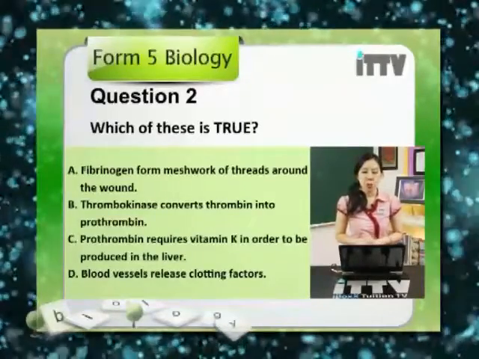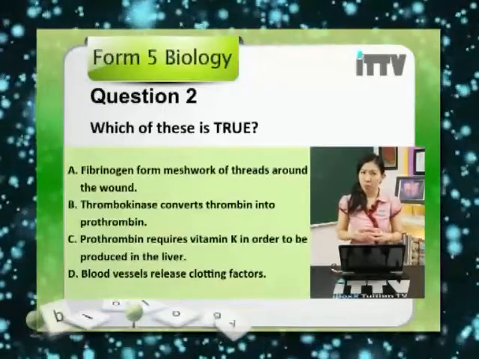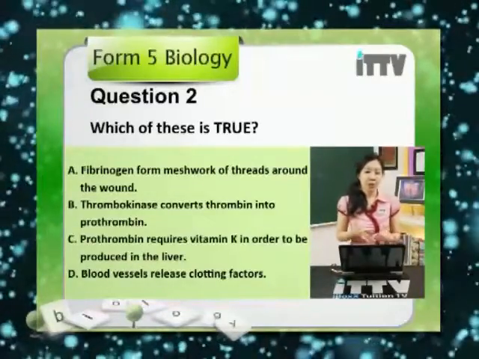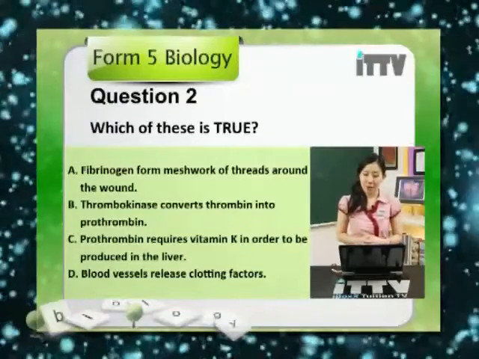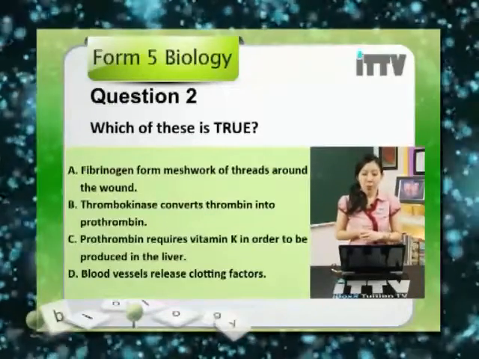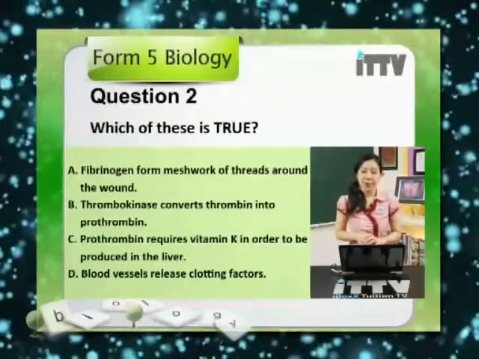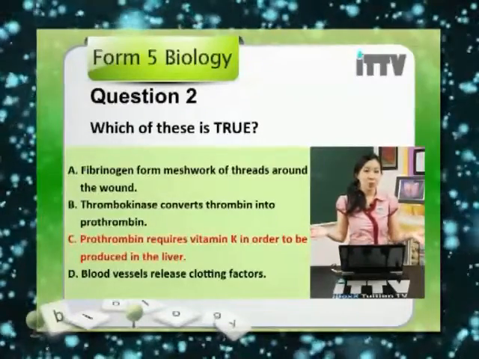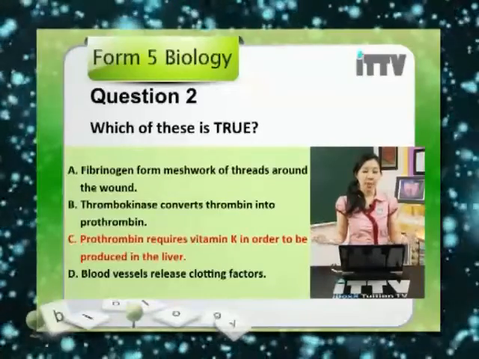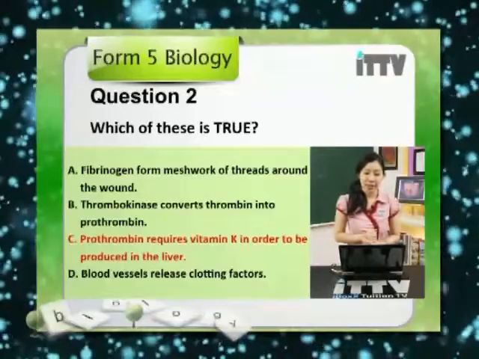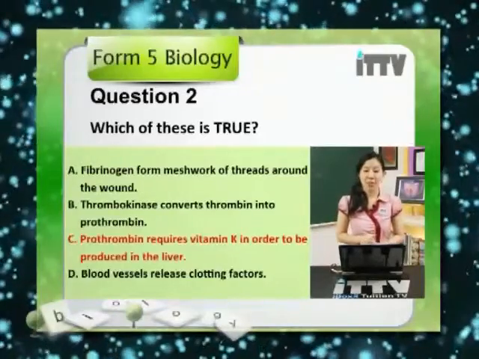Option B, thrombokinase converts thrombin. It's not thrombin. It's converting prothrombin into thrombin. So B is wrong. C, prothrombin needs vitamin K in order to be produced in the liver. That's certainly true because I just wrote on the board that prothrombin needs vitamin K in order to be produced in the liver. So the answer is option C.